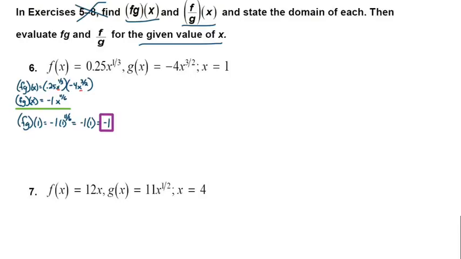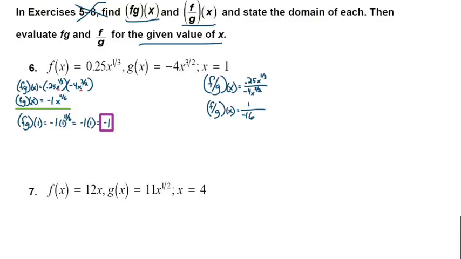All right, the second half of it, they want to do f divided by g of x. So we're going to take the f function, 0.25 x to the 1/3, and divide it by the g function, negative 4x to the 3 halves. Just like that. Put the f function on top, g function on the bottom, and reduce. f divided by g of x: 0.25 divided by negative 4, that's negative 1/16 actually, equals 1 over negative 16.